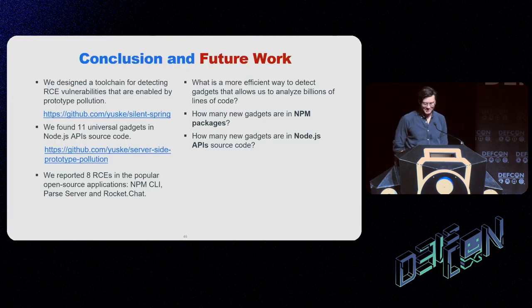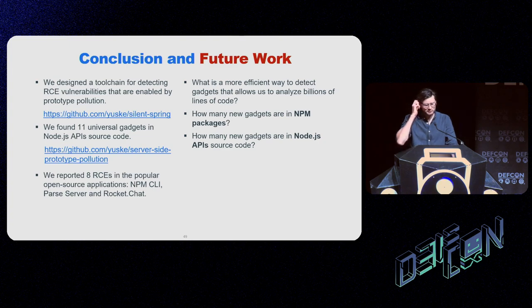So, in conclusion, we implemented and open-sourced tools to detect prototype pollution vulnerabilities and their gadgets. We detected 11 new gadgets in Node.js APIs. You can also find them in the GitHub repo. Some gadgets are already fixed, but not all combinations of them. And we reported remote code execution vulnerabilities in popular open source applications.